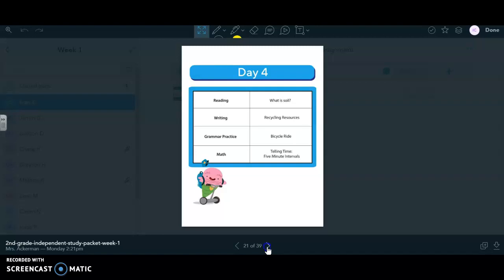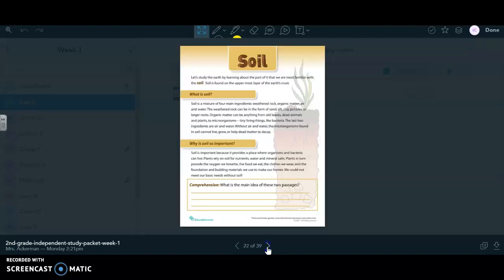Day 4, you are going to read what soil is, why it's so important, and then answer this comprehension question, what the main idea of those 2 passages are. Remember, a main idea is what is this whole page about? What's the one sentence that you can write that would tell me what you read about? Okay? Make sure it's in your own words, but what is the sentence all about? Or what is that paper all about?